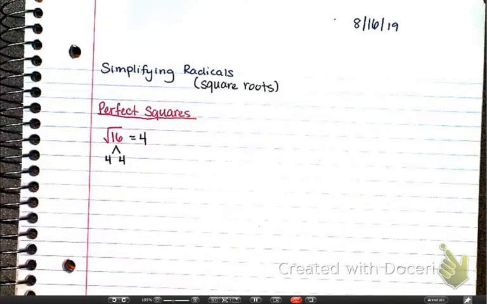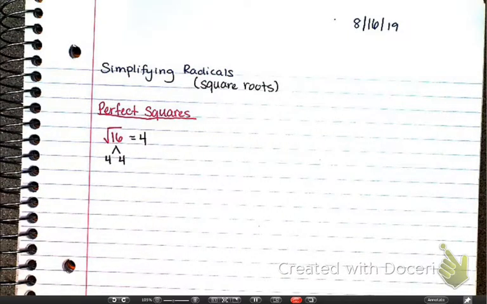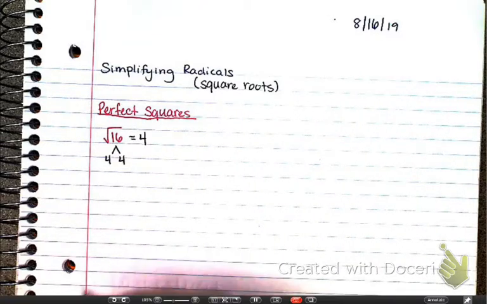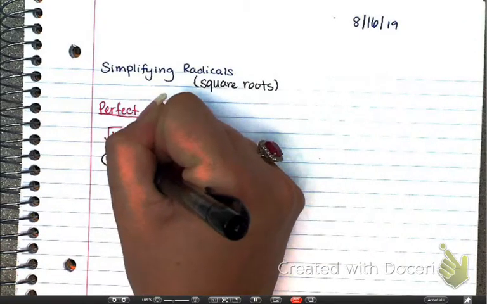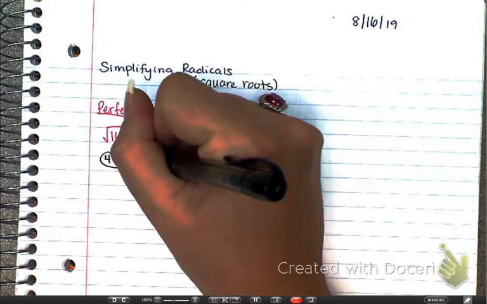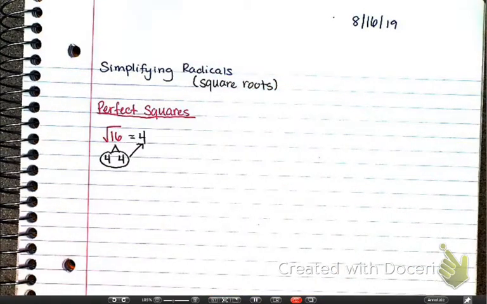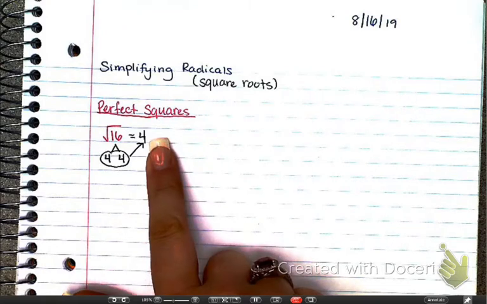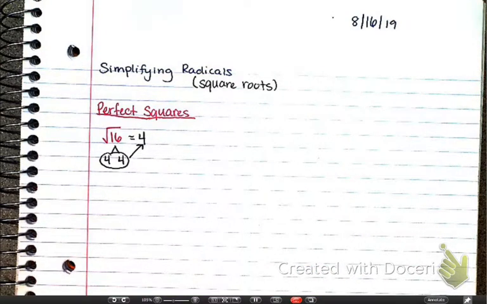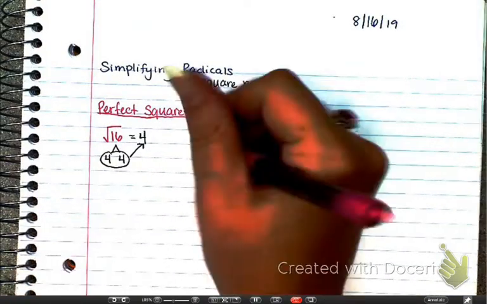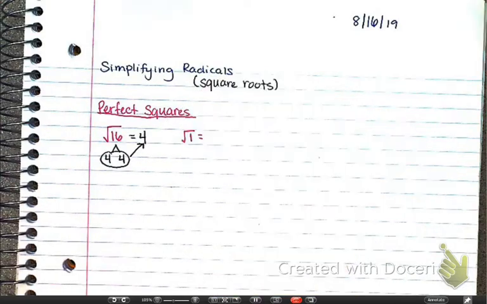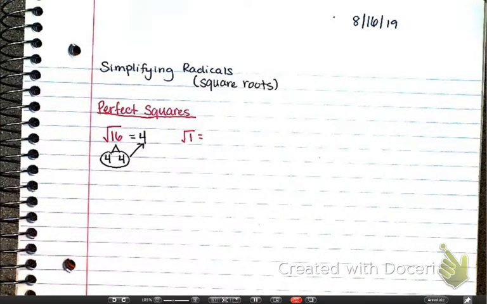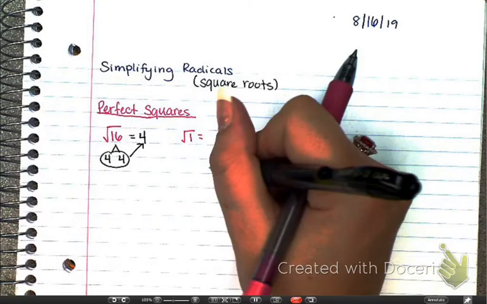Okay. Now we're dealing with square roots, so we're going to look for pairs. Do you see a pair? I see a pair of 4s, right? So that pair is what your answer is, but it's only one of them, because 4 times 4 gives me 16. I want to know what number I would multiply by itself to give me 16. What would the square root of 1 be? 1? 1 times 1 is 1?